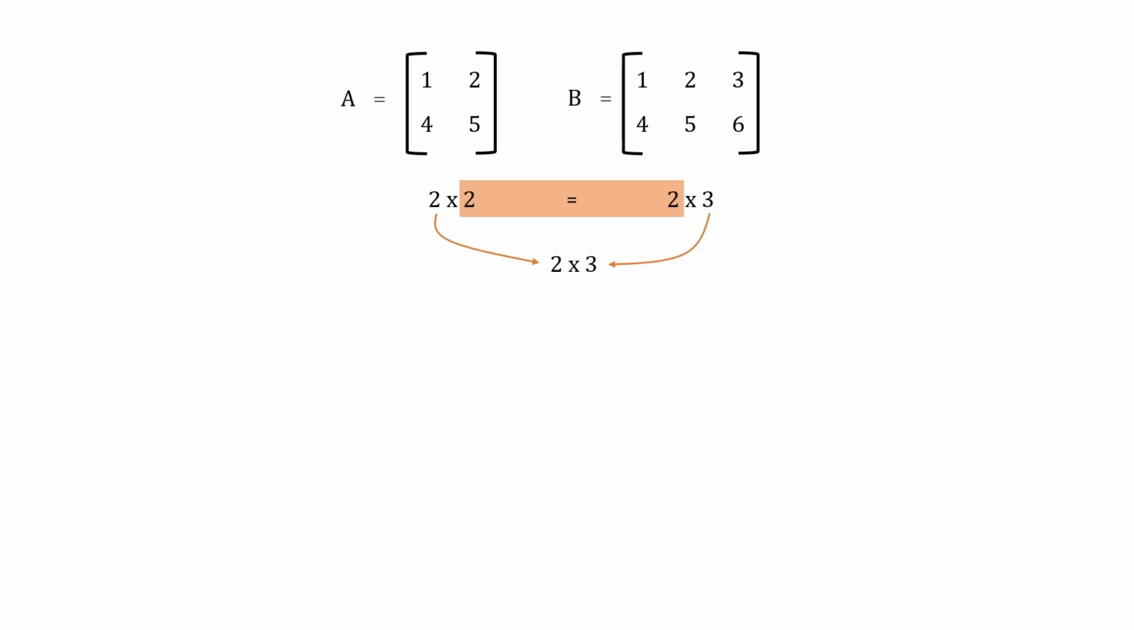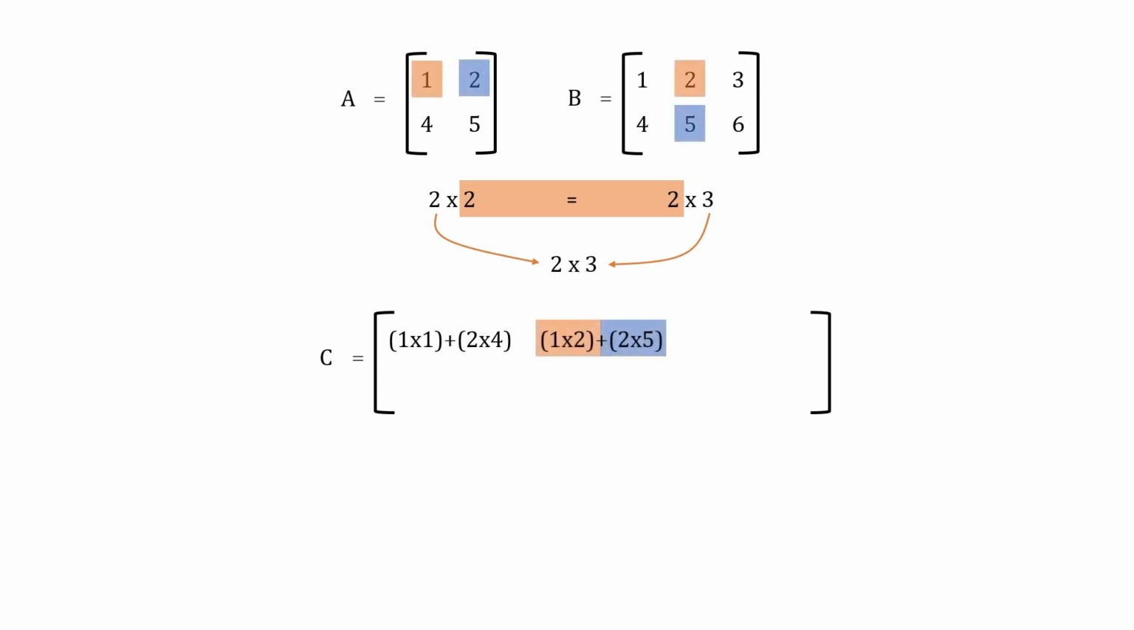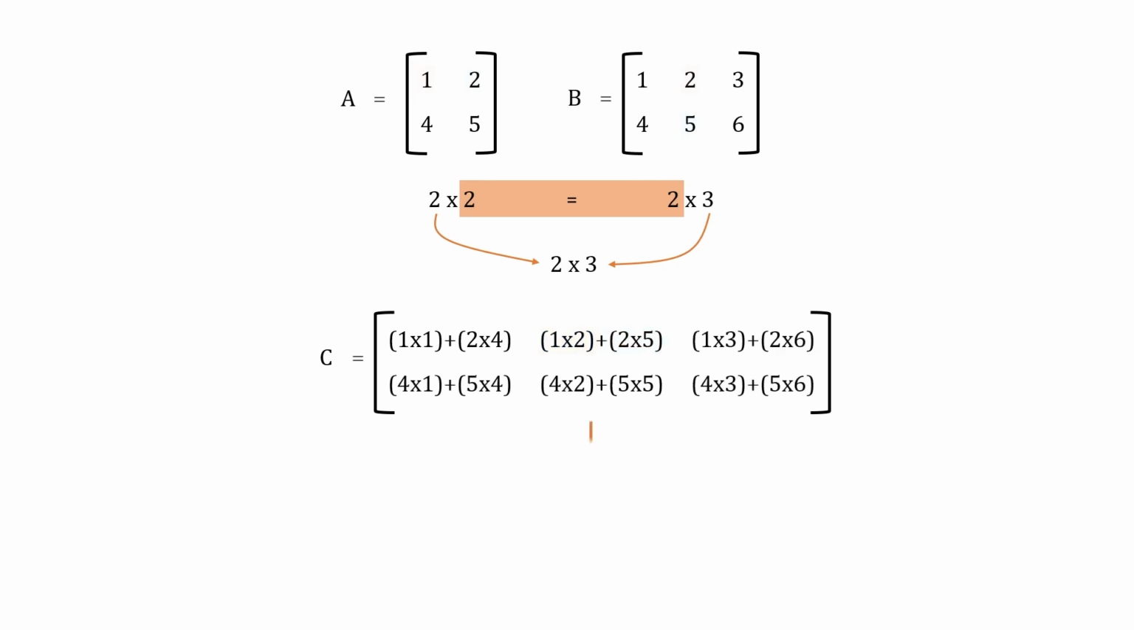And the calculation is done like this. C is equal to 1 multiplied by 1 and then 2 multiplied by 4, and then adding these two things together gives us the first element of C. The same thing with the second column: 1 with 2 and 2 with 5 gives us the second element of this 2 cross 3 matrix. And then the same thing for the rest of the elements. So this is how we get our final matrix, which is 2 cross 3 in size, that is the C matrix.